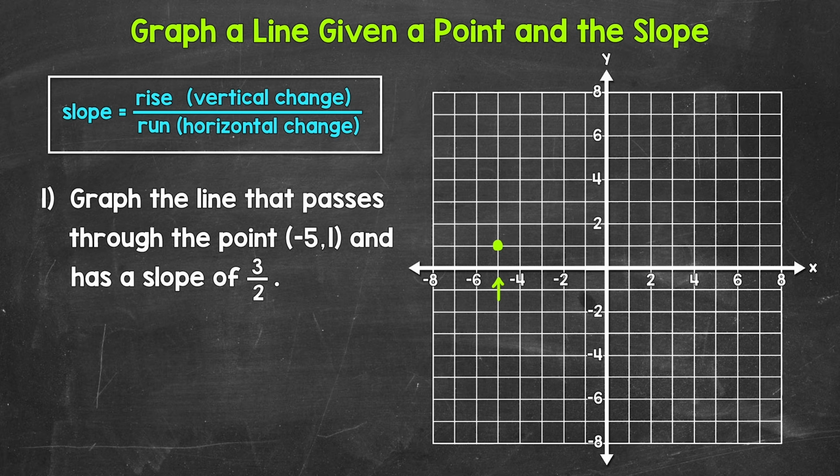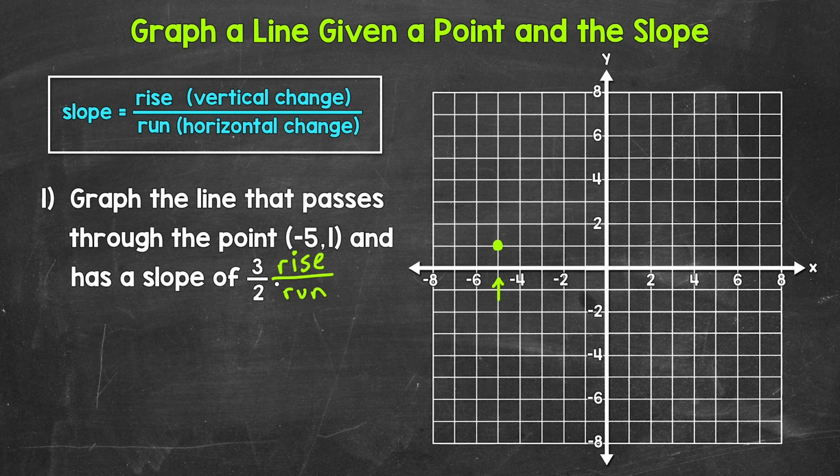So let's move on to our second step, where we will use the slope to plot the second point. The slope here is 3 over 2. And remember, for slope, it's rise over run. So the vertical change over the horizontal change. 3 is the rise, over, and then 2 is the run.